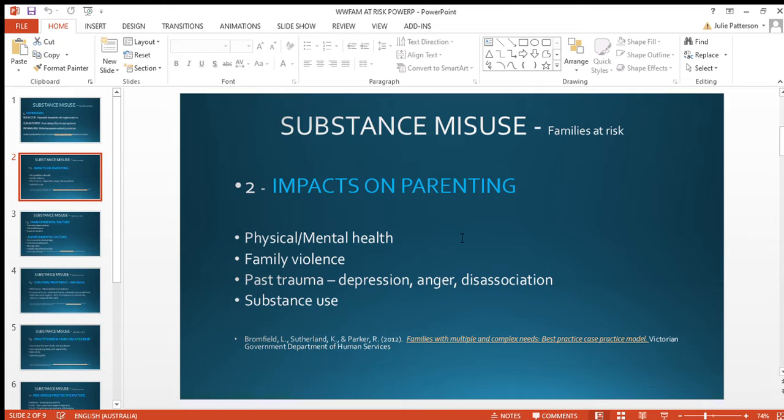Those who currently have children may have had parents who were misusing substances, and this has had an impact on the parent as well as the child in areas of physical and mental health. It may expose both parents and or the child to family violence and possibly reignite trauma or create depression, anger or disassociation. This can lead to the ongoing cycle of substance use and misuse.